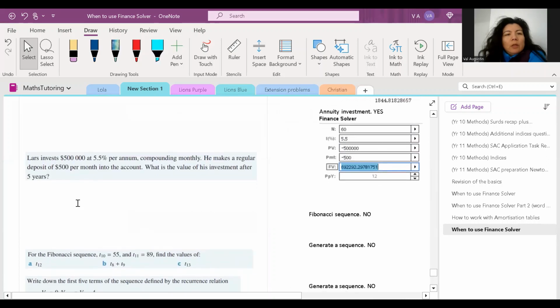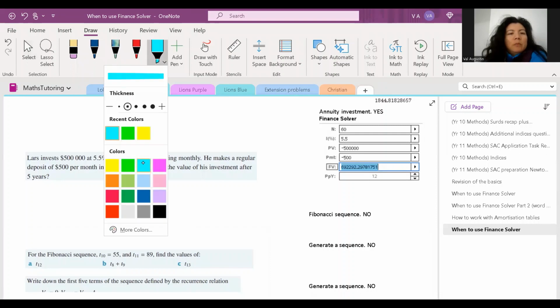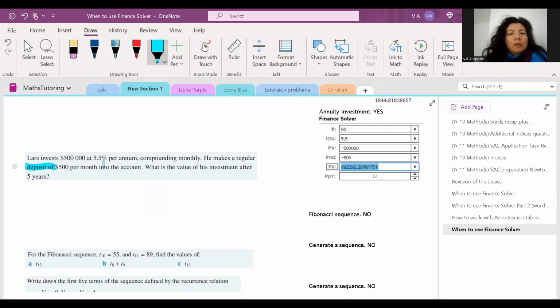What about this one here? This is an annuity investment. Annuity, the investment part is the deposits. In this case, there's no recurrence relation listed, so definitely Finance Solver.